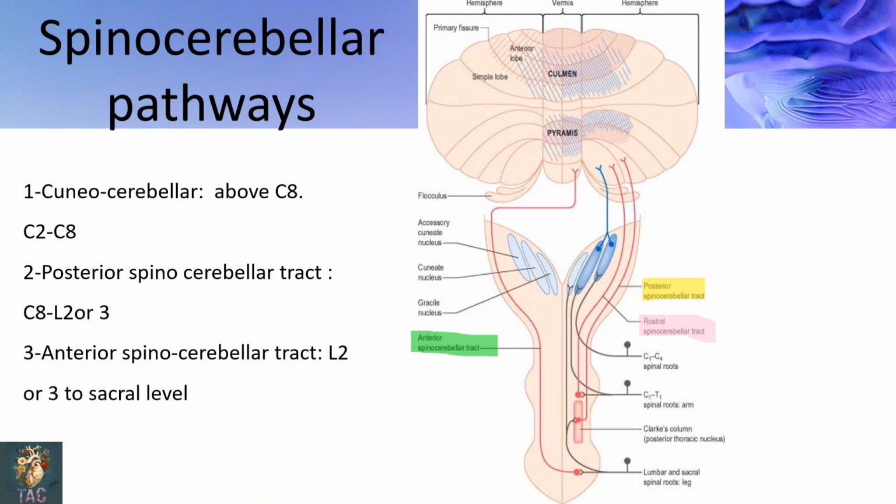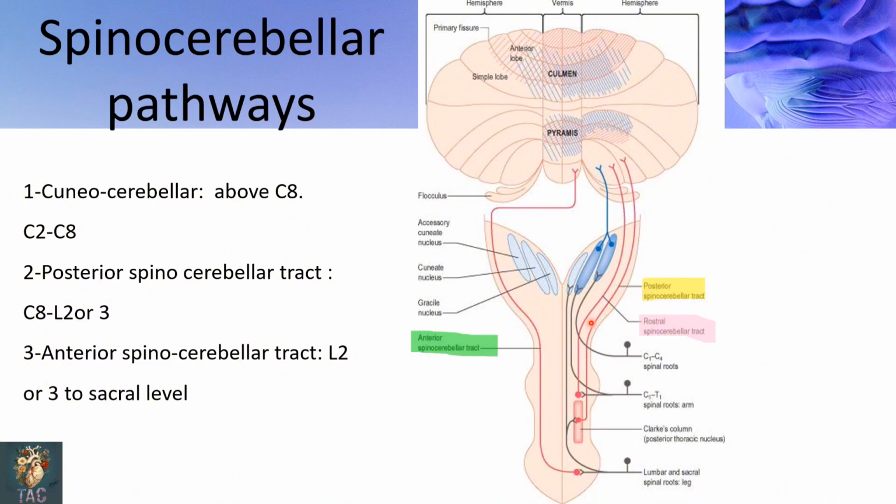Now the different pathways which are present in the cerebellum. The first is the spinocerebellar pathway, which has different components. The one present above the level of C8 is the cuneocerebellar pathway, which starts from the accessory cuneate nucleus. Next is the posterior spinocerebellar pathway, which is present from C8 to L2 or L3. Again, you can see this one is the posterior spinocerebellar pathway.